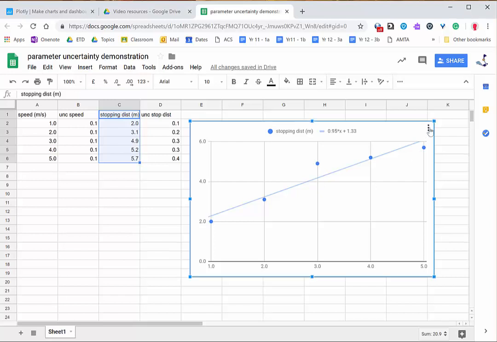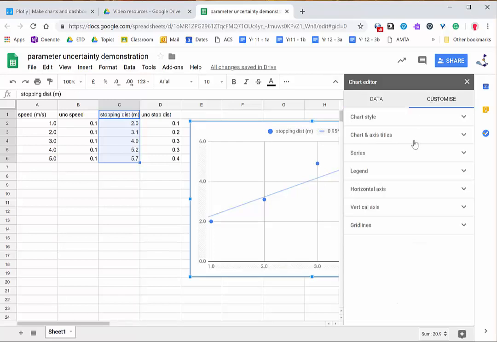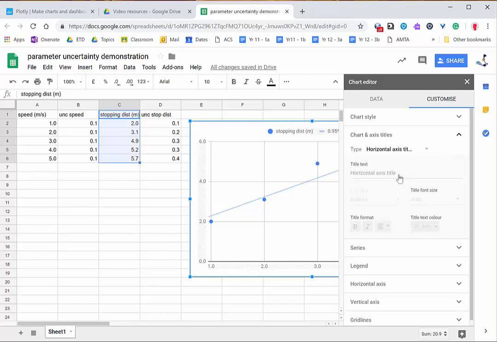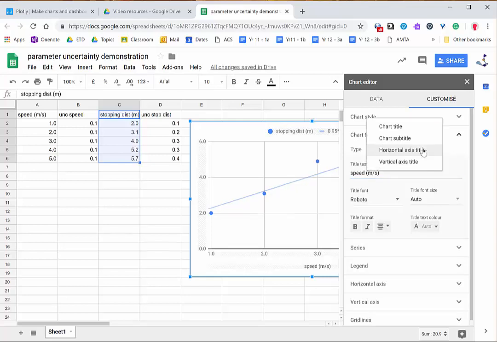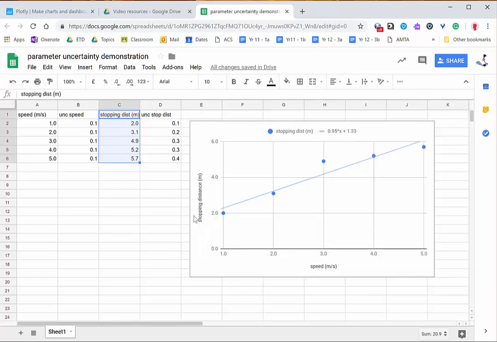You do that by editing the chart, customizing, and chart axis and titles. Maybe we'll just do the vertical axis title, which is stopping distance. And that's fine for now.